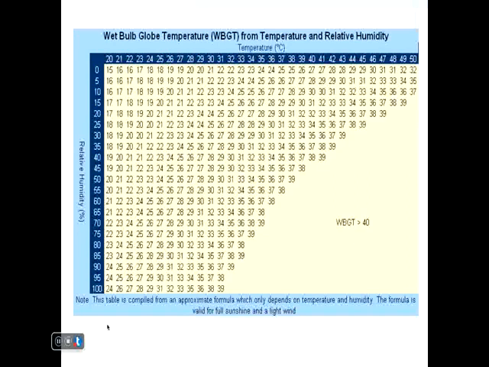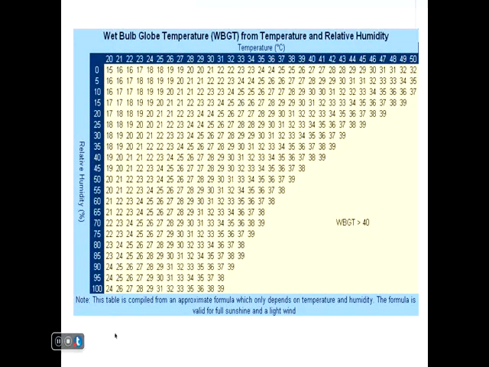And this is a chart that gives you some indications. This is in Celsius, on if you have a relative humidity of a certain amount, what will be the wet bulb temperature from temperature and relative humidity. And it says on the bottom, this table is compiled from an approximate formula which depends on temperature and humidity. The formula is valid for full sunshine and a light wind.